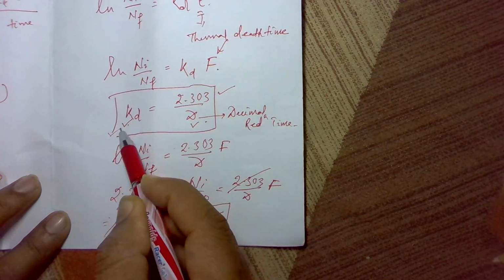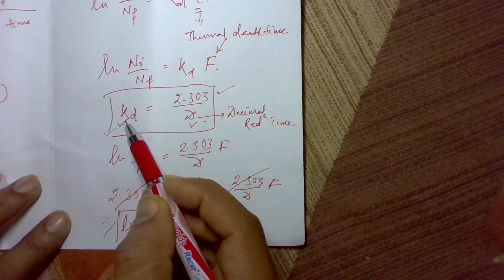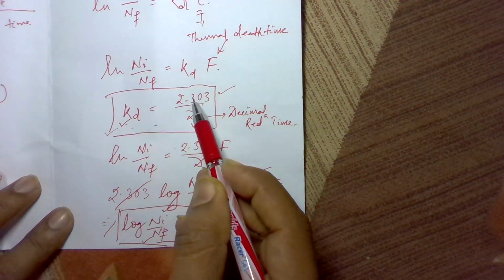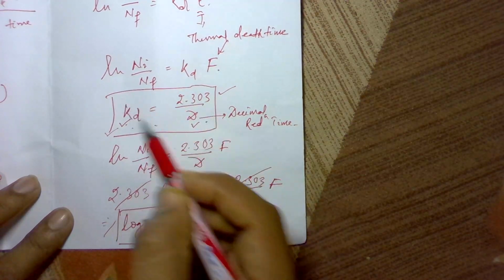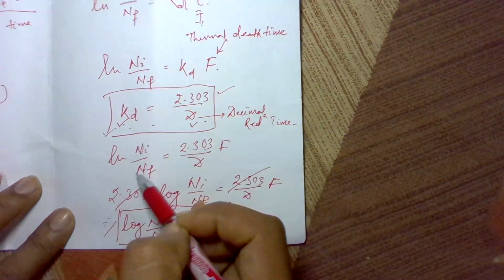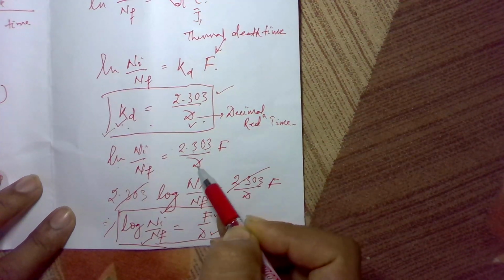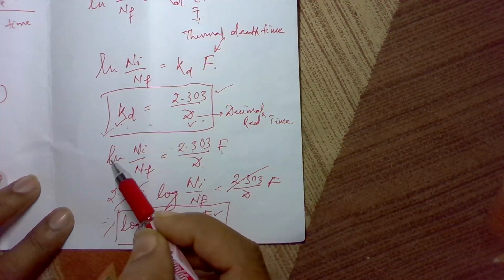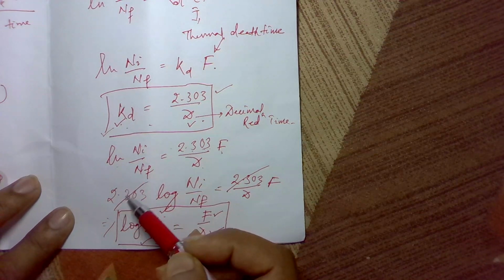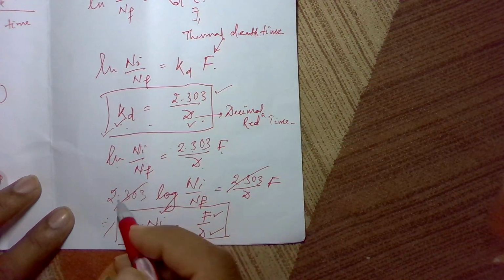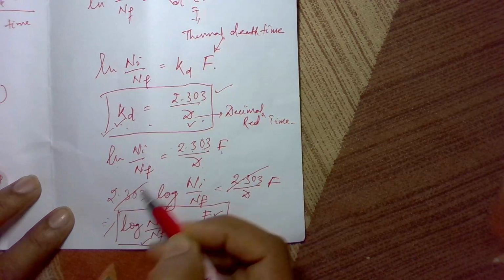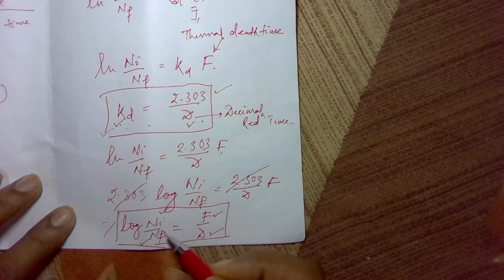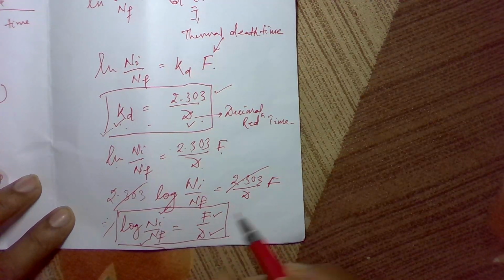Then you can see there is an established fact already available. What is that fact? Kd is equal to 2.303 divided by D. So we just replace this value in this particular equation to get ln(Ni/Nf) equals 2.303 divided by D into F. Then I converted this ln to log. ln is equal to 2.303 log. As a result I could cancel out 2.303 and 2.303. So finally we arrive at log(Ni/Nf) equals F by D.